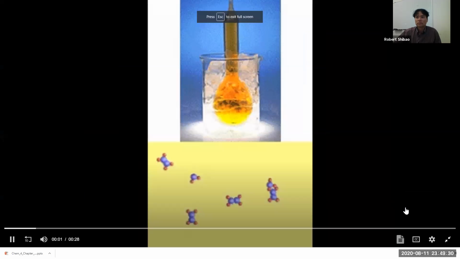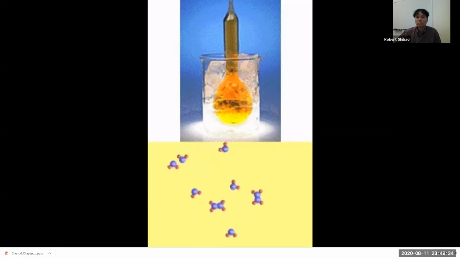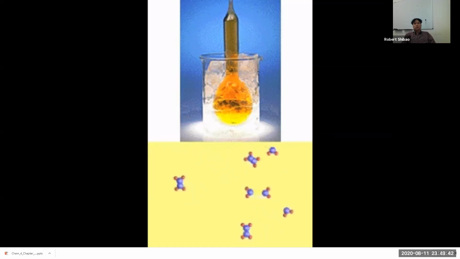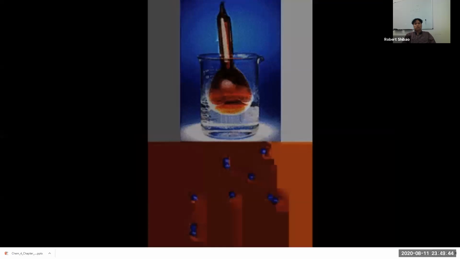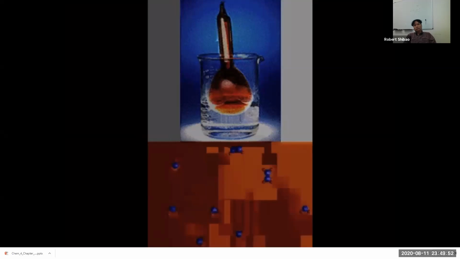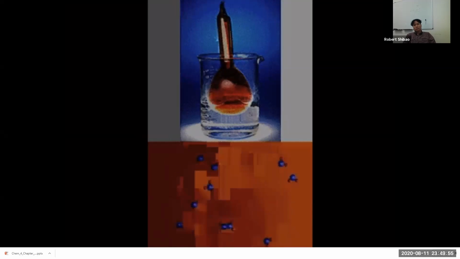In a sealed flask, we have a mixture of dinitrogen tetroxide, a colorless gas, with the brown gas, nitrogen dioxide. When we heat the flask, however, the dinitrogen tetroxide decomposes into nitrogen dioxide, creating more of the brown gas until equilibrium is reached for the higher temperature.